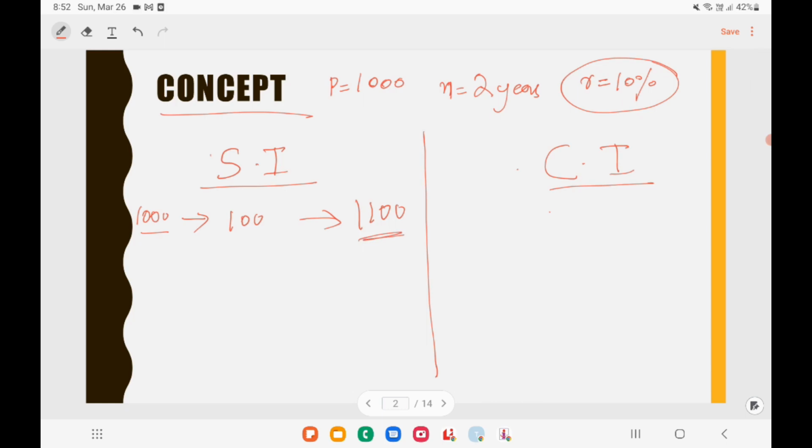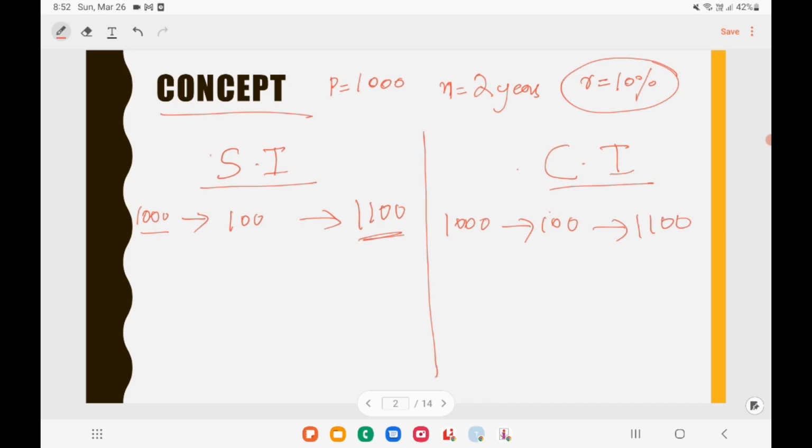So in the first year, even if you put the amount in simple interest, even if you put the amount in compound interest, it will be the same. For compound interest also, you deposited 1000 rupees, the interest will be 10% of 1000, which is 100. So the amount is becoming 1100 at the end of the first year, right? Now when it comes to the second year, the difference starts.